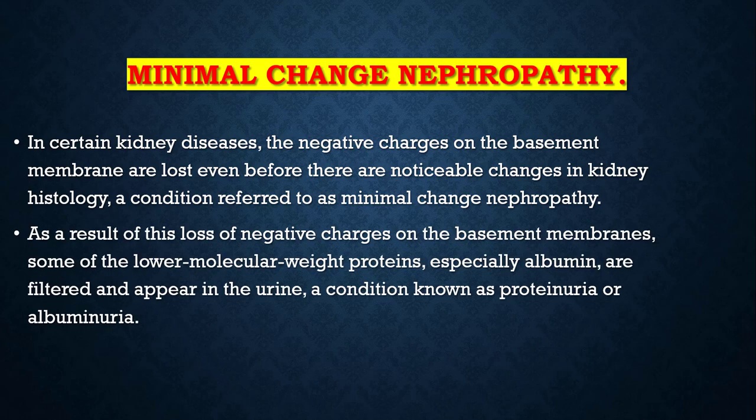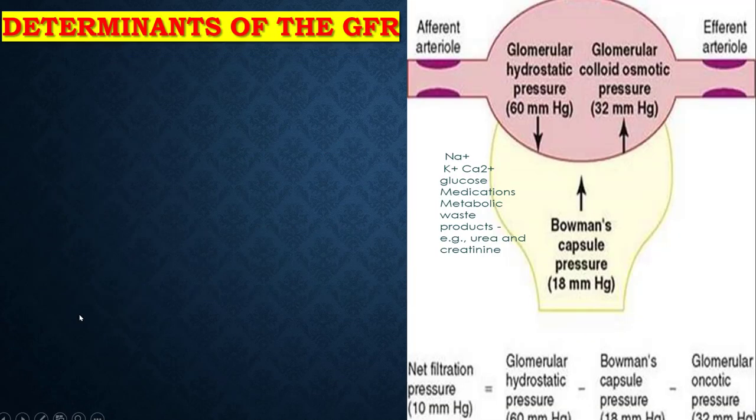As a result of this loss of negative charge on the basement membrane, some of the lower molecular weight proteins, especially albumin, are filtered and appear in urine, a condition known as proteinuria or albuminuria. Determinants of the GFR.